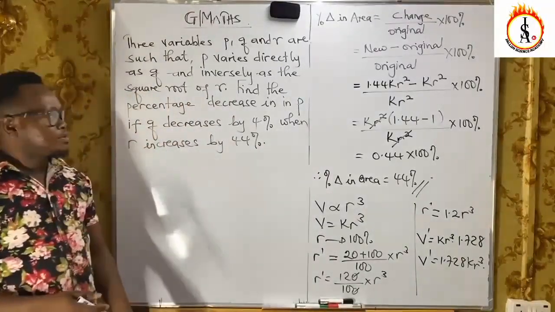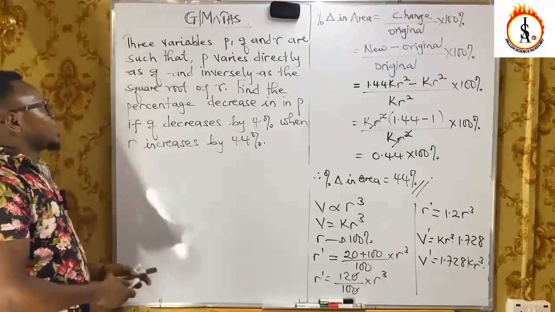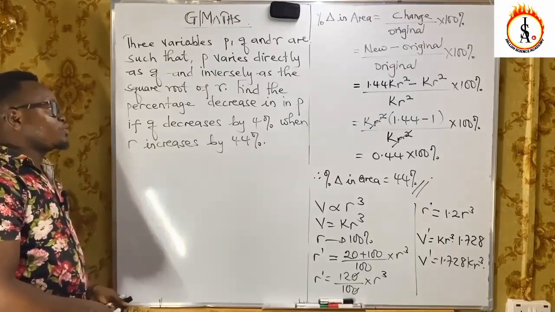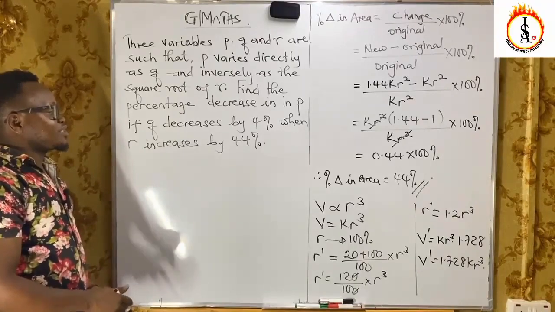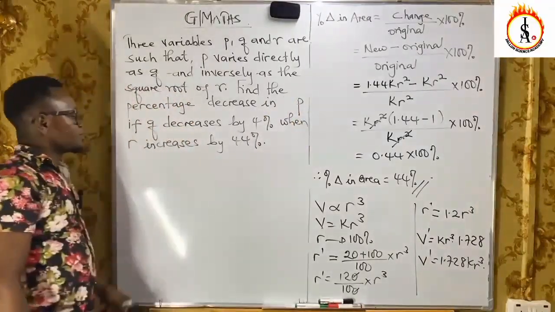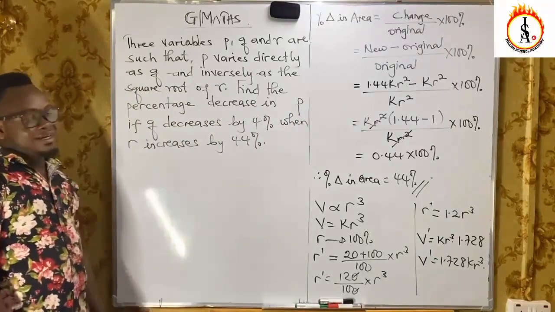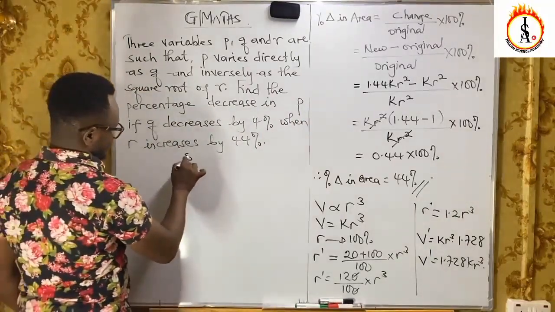Okay, this is the question that we have. Three variables, P, Q, and R, are such that P varies directly as Q and inversely as the square root of R. Find the percentage decrease in P if Q decreases by 4% when R increases by 44%.